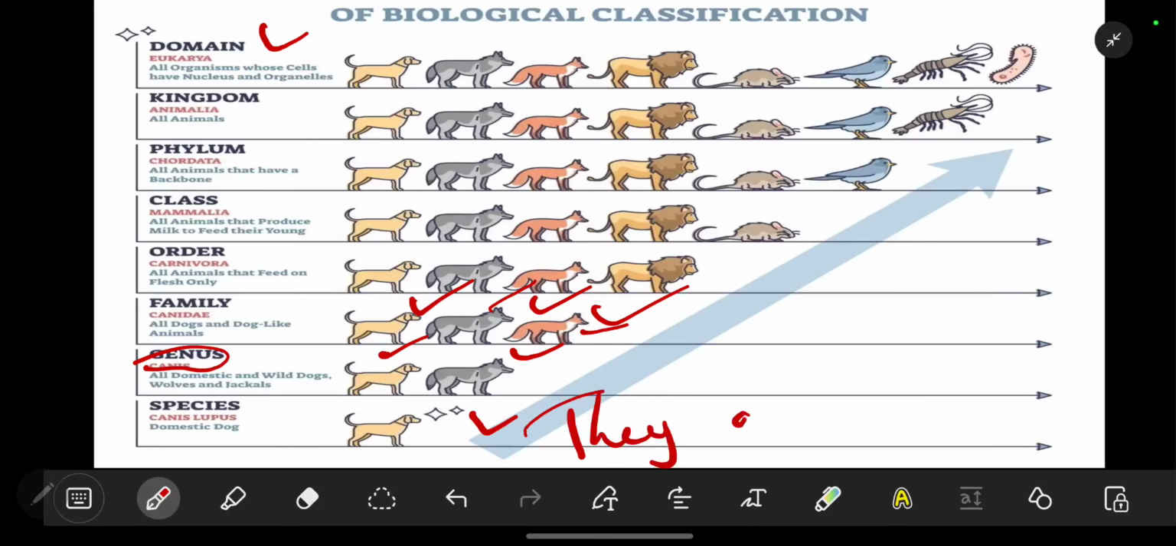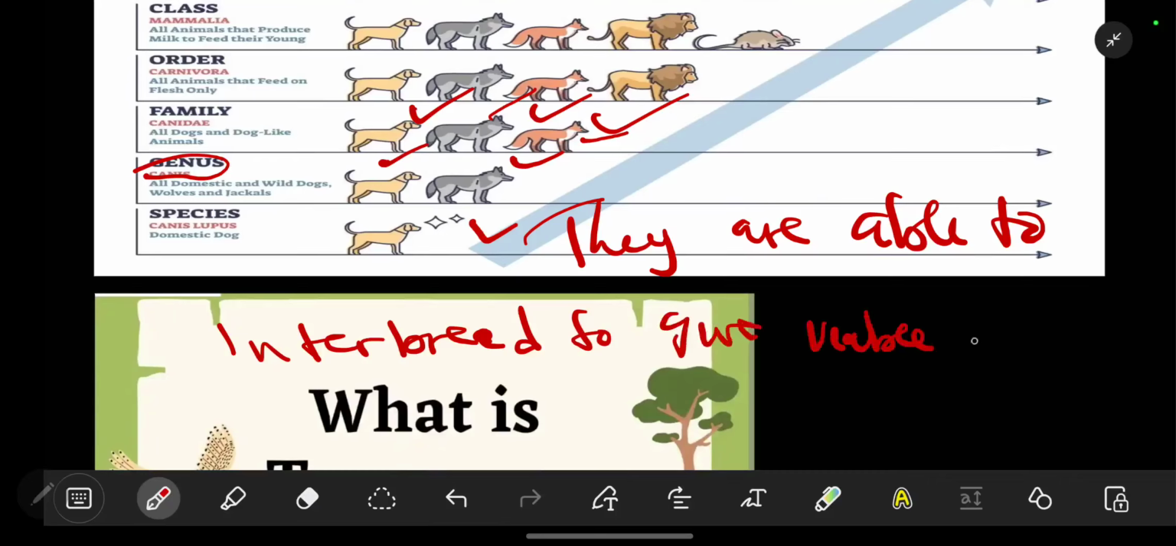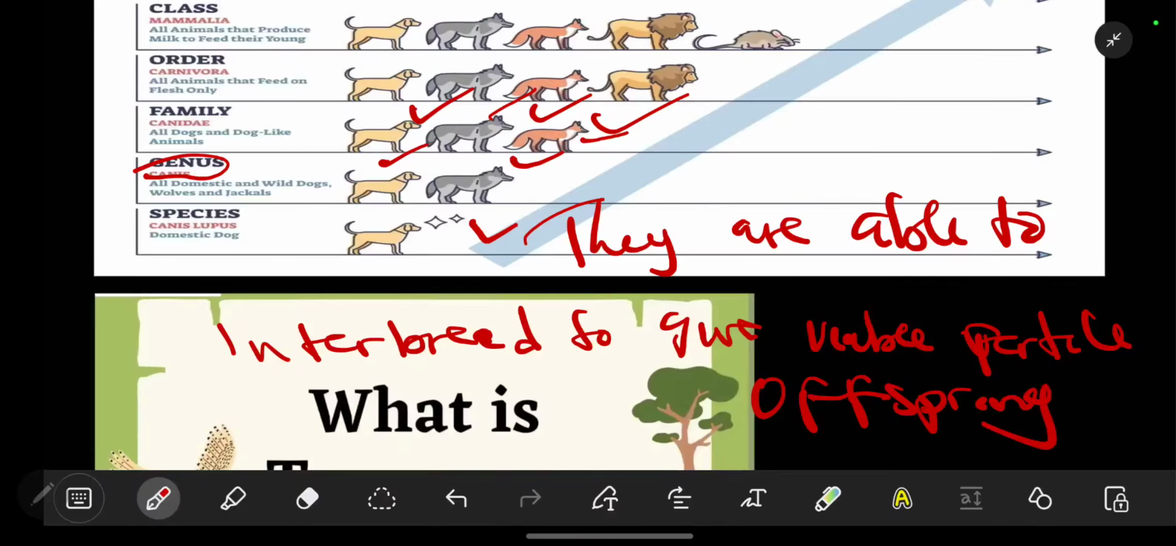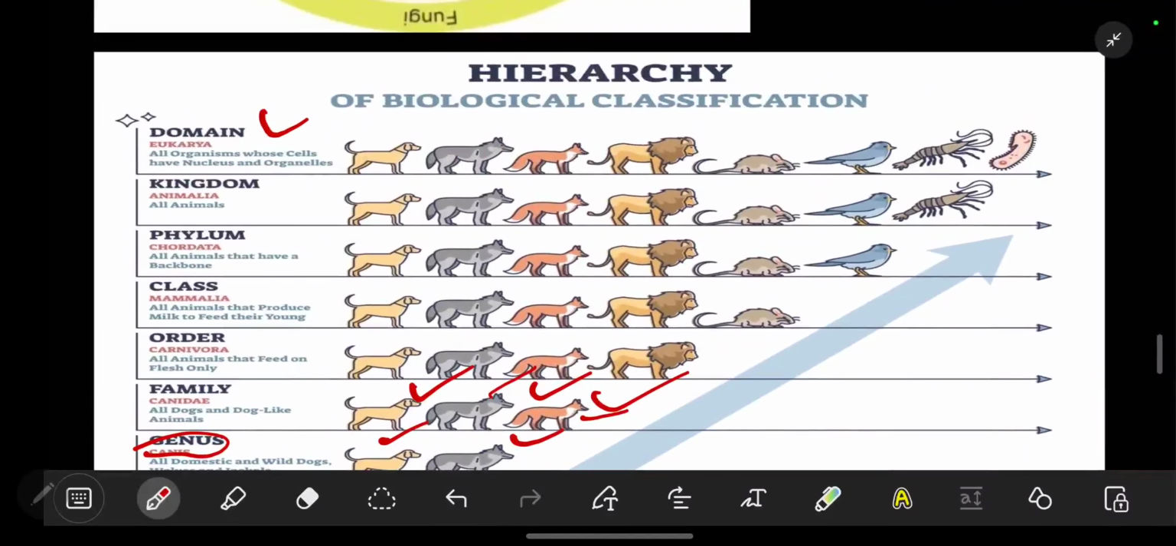They are able to interbreed to give viable, fertile offspring. We have discussed this more when we look at the biological species concept, and the video is already available.